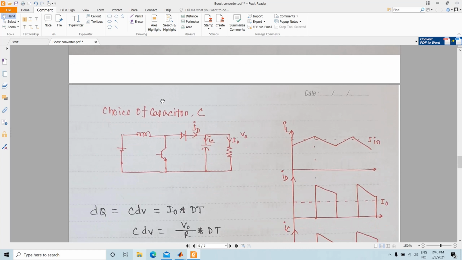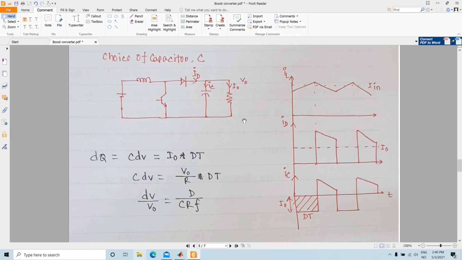Now if we look at the value of the capacitor, or what should be the value of your C, you can basically look at the wave shapes. So we have our inductor current like this, IL, and as I said, the diode current, or the current through the diode, will only flow when this transistor is off. That means during the off time, the diode current is basically the same as the inductor current, and then this diode current will be split into two parts.